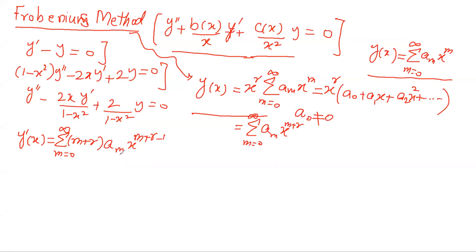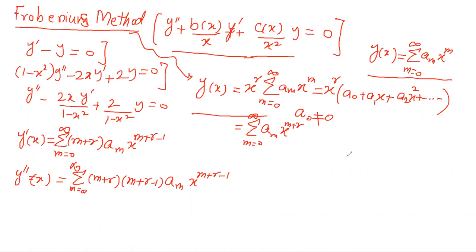Then we will have y double prime of x. It will be the sum from m equals 0 to infinity. Okay, so now this power will also come over here. So it will be (m plus r) into (m plus r minus 1) a_m x to the power m plus r minus 2.